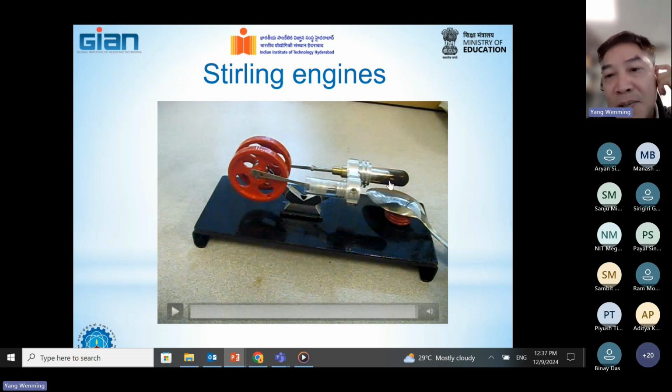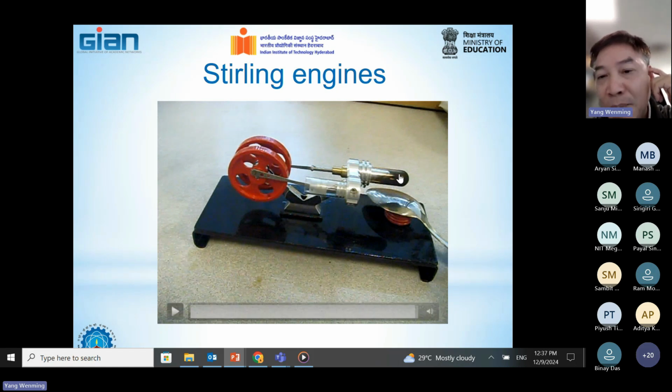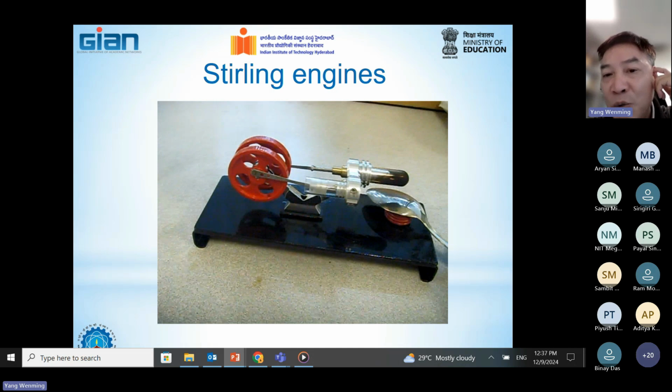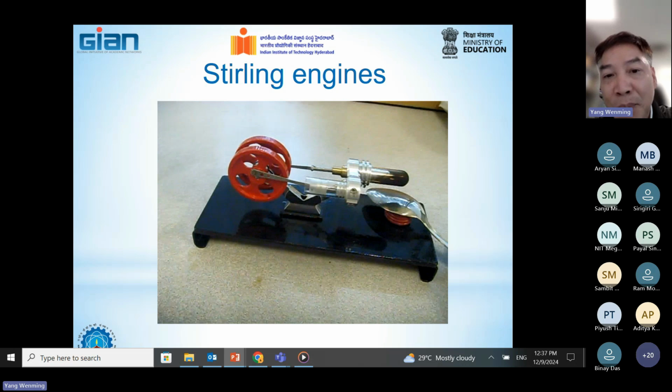When the burner is used to heat up the air inside this cylinder, the pressure and the temperature will increase, correct? Then the high pressure, high temperature gas will flow through this flow path and enter the second cylinder. This high pressure gas will push the piston to move from the right side to the left side. In this process, the thermal energy is converted into mechanical power, correct?